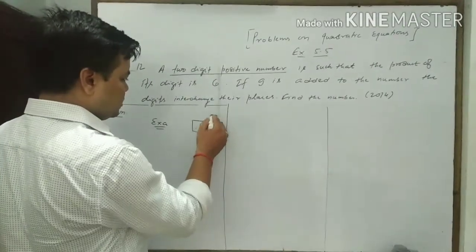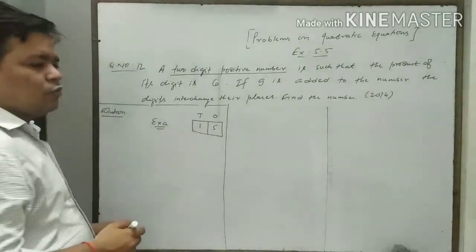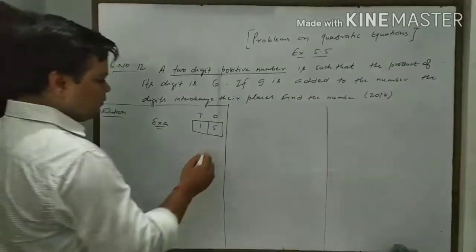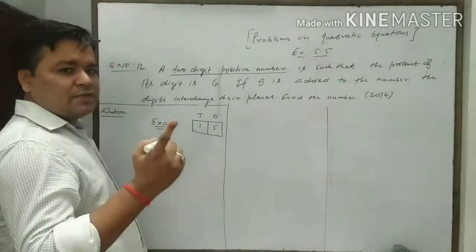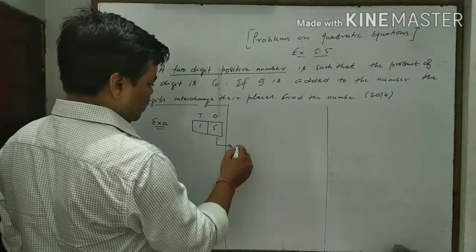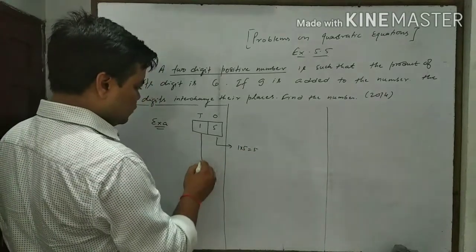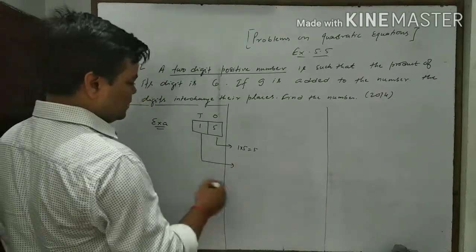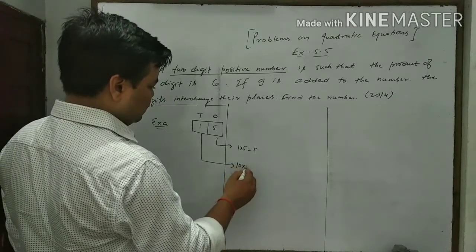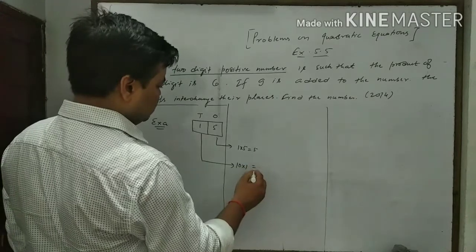In 15, at the ones place there is 5, and at the tens place there is 1. Here you know about place value and face value. The place value of 5 is 1 into 5, that is 5. And the place value of the digit which is at the tens place is 10 into 1, which is equal to 10.